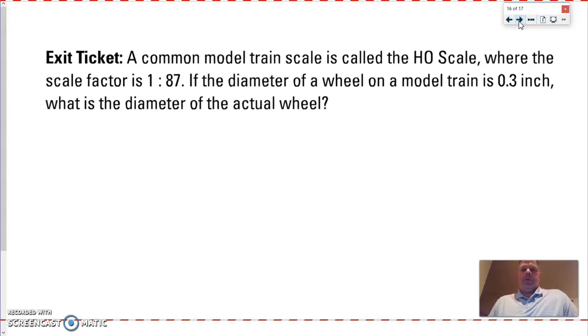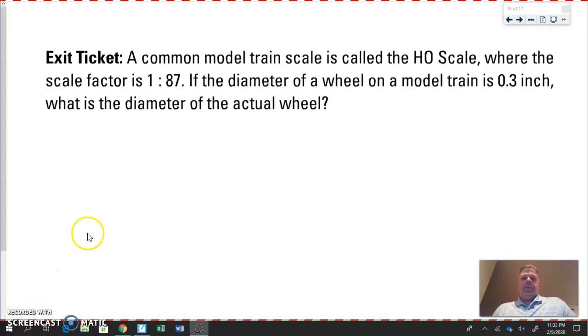A common model train scale is called the HO scale, where the scale factor is 1 to 87. If the diameter of the wheel on a model train is 3/10 of an inch, what is the diameter of the actual wheel? See if you can come up with what the actual wheel diameter will be. Please pause the video and have students try this one.